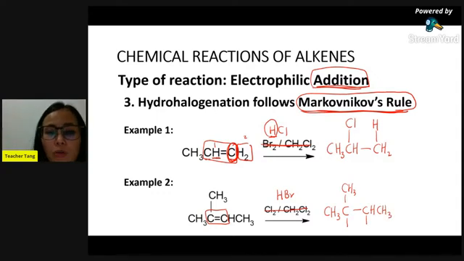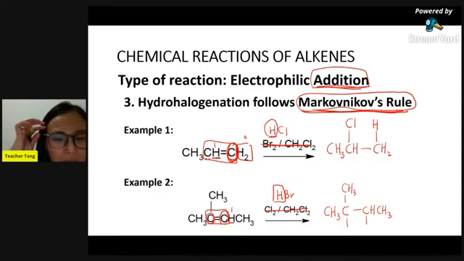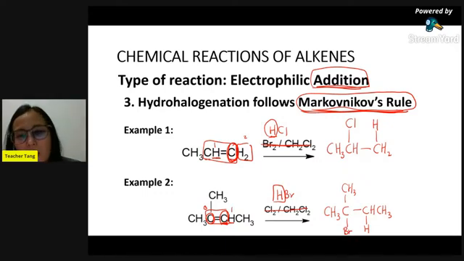Okay, and then according to Markovnikov's rule, what Markovnikov said is that the hydrogen must go to the carbon which has more hydrogen to start with. So this carbon has one hydrogen here. This carbon has no hydrogen directly attached to it, so 0. Okay, so which one has more? This third carbon. So that means the hydrogen needs to go to the third carbon and the Br needs to go to the second carbon. Okay, so this is according to Markovnikov's rule.